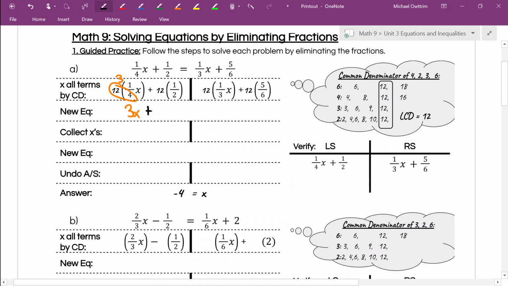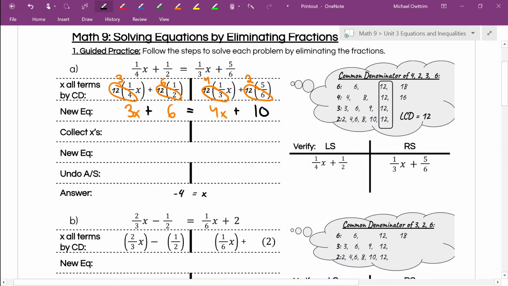We've got our plus sign. Let's do our next multiplication. 12 divided by 2 simplifies to 6, and 6 times 1 is just 6. We've got our equal sign at the wall. Let's do our next multiplication. 12 divided by 3 simplifies to 4. 4 times 1 times x is 4x. We've got our plus sign, and then our 12 divided by 6 is 2. 2 times 5 is 10.